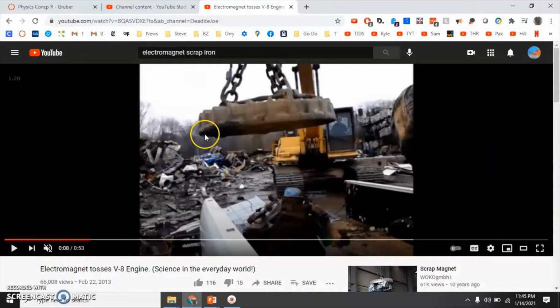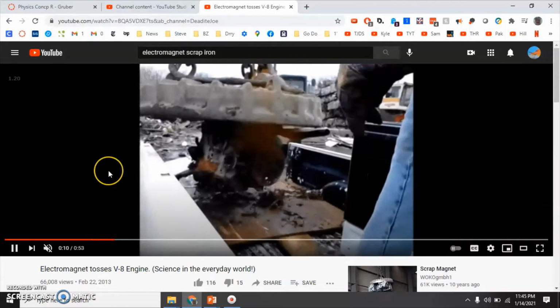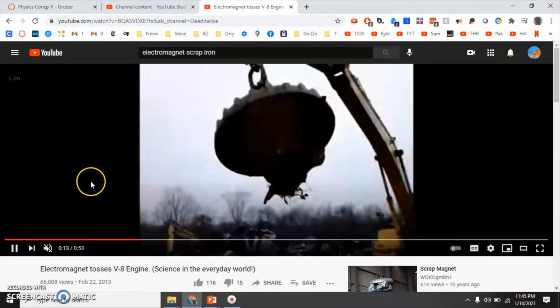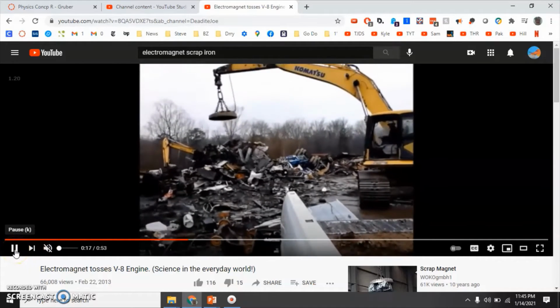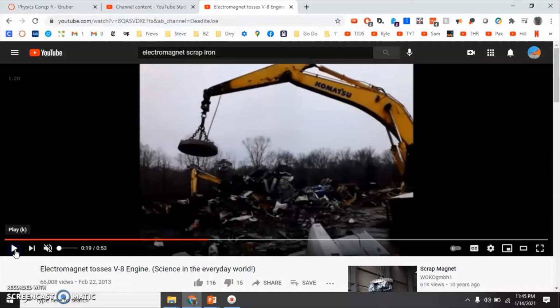All right, here's a picture of an electromagnet coming in and picking up this V8 motor right off the back of the guy's truck for the scrapyard. Boom. And away it goes. And he just turns it off and it falls in.